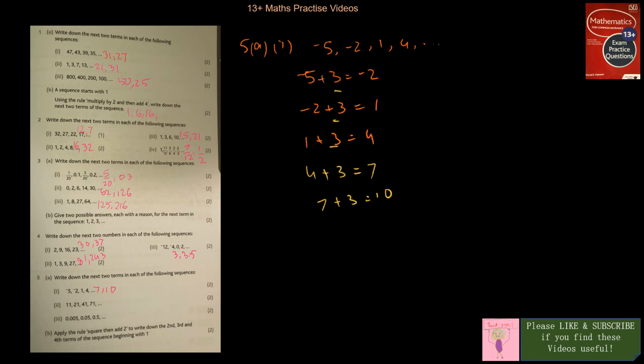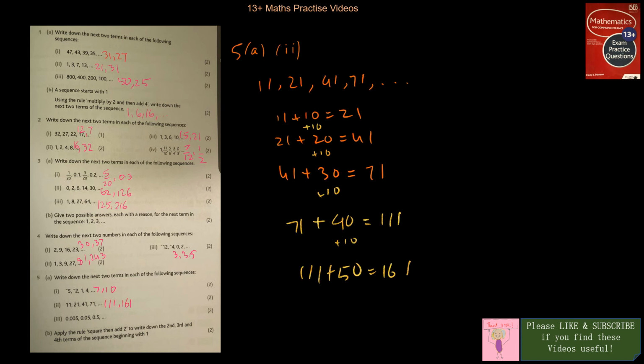Okay, the next one, 5a, we have minus 5, minus 2, 1, 4. So clearly it's adding 3 to the previous term to get the next term. Minus 5 plus 3 is minus 2. Minus 2 plus 3 is 1. 1 and 3, 4. 4 and 3, 7. 7 and 3, 10. So we get 7 and 10 as the next numbers.